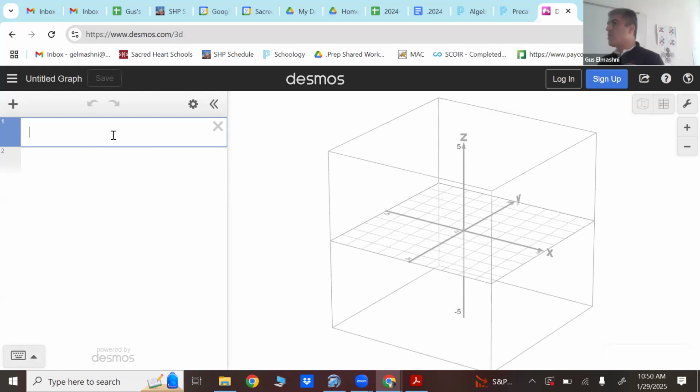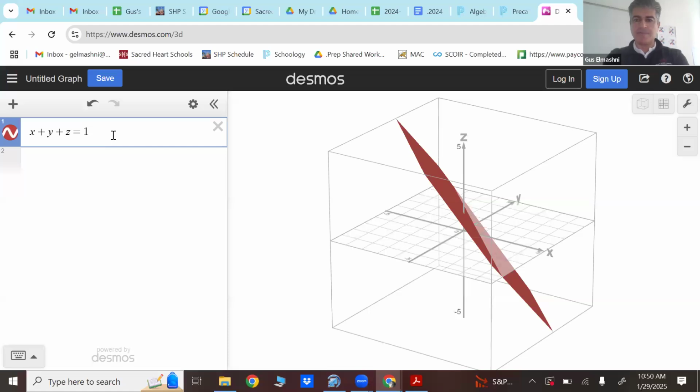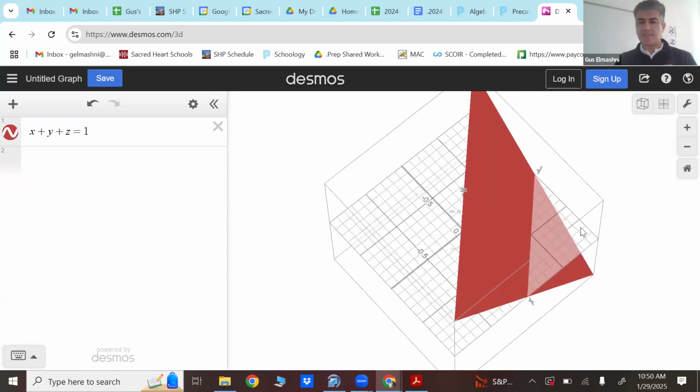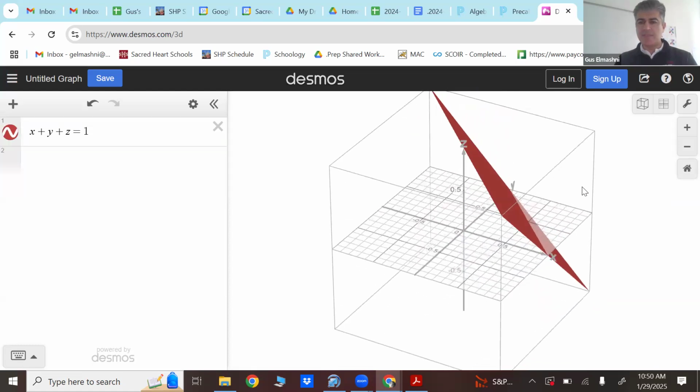Okay, so here's what I want you guys to type. Hopefully everyone's in the same place. We're all here. All right. So let's do this. Let's do x plus y plus z equals 1. Now it's going to look a little strange. I know it looks like a triangle.